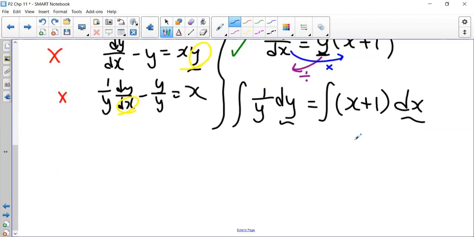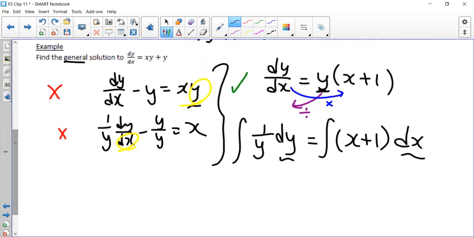Next, the next step is just the integration. So what we've done in this step is called separation of variables. So we're separating variables. It's like we're separating the egg yolk and the egg white.